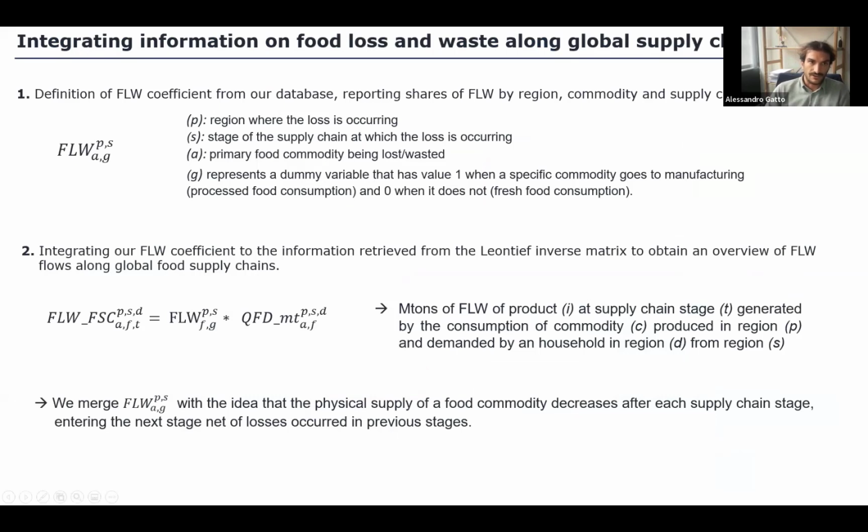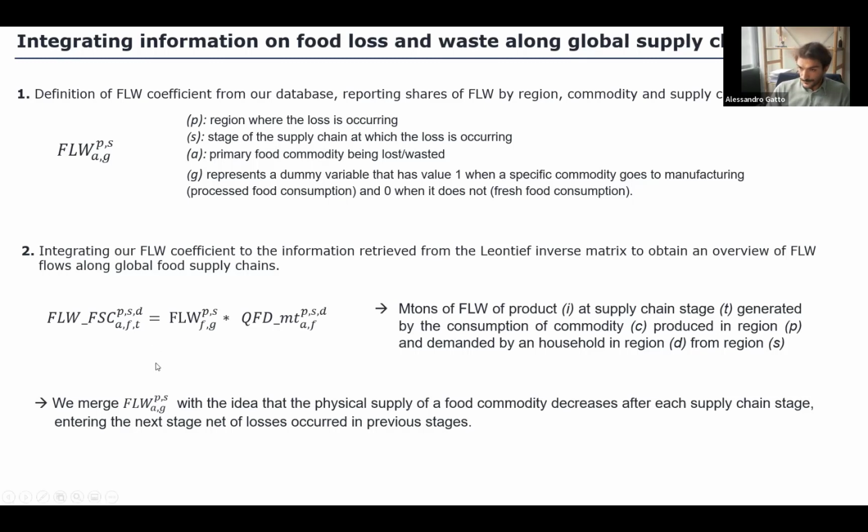Basically, the way we do this is the following. We first start by defining from our database a coefficient that reports these shares of food loss and waste by region, commodity, and supply chain stage. In this coefficient, we define the region where the loss is occurring, the stage of the supply chain, the primary commodity that is generating the loss or the waste, and a variable. We introduce a dummy variable that has value 1 when a specific commodity goes through manufacturing and generates losses there, or value 0 when it does not go to manufacturing, so it doesn't generate losses there and is directly consumed as fresh.